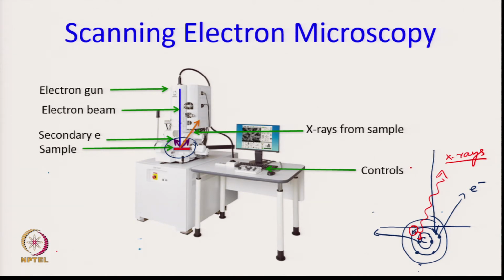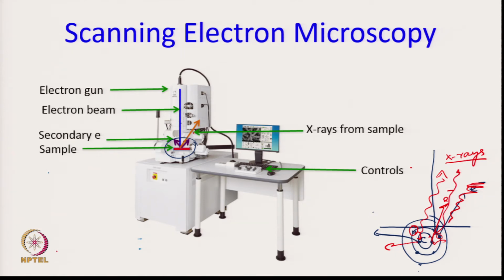So, this is what I have shown you as orange: as the electron beam hits the sample, secondary electrons are emitted, and along with it, because lower orbital electrons have been removed, electrons transfer from higher orbitals to lower orbitals. If a higher one gets removed, there will be no X-ray, but if the lower orbital electrons are removed, then the energy difference between these two orbitals will get emitted in the form of X-rays.